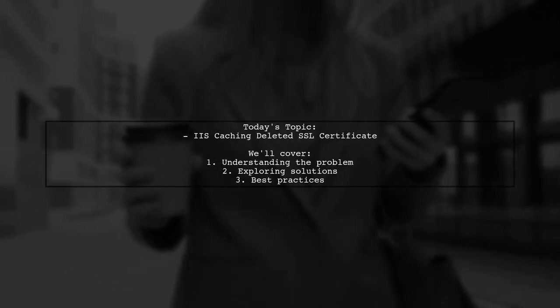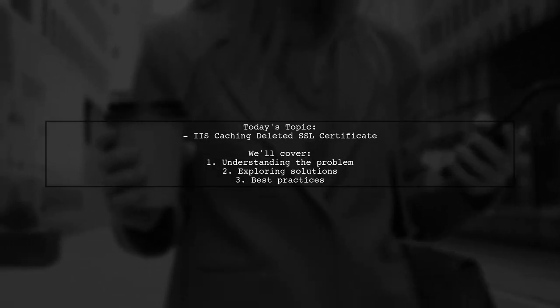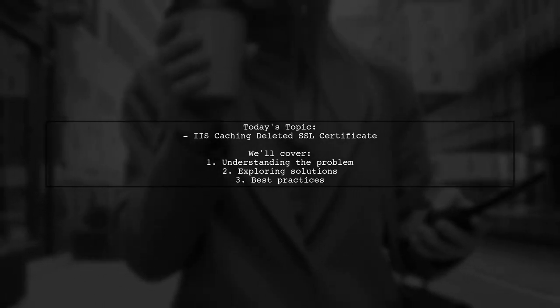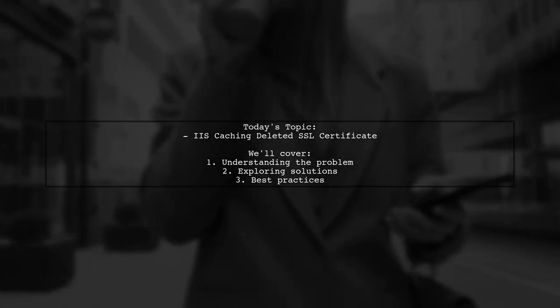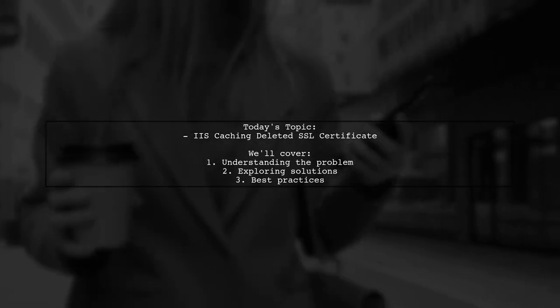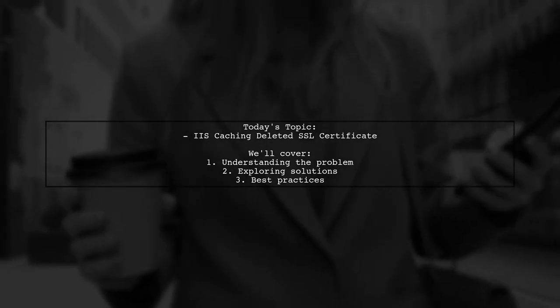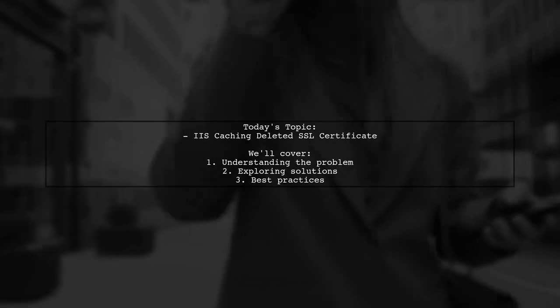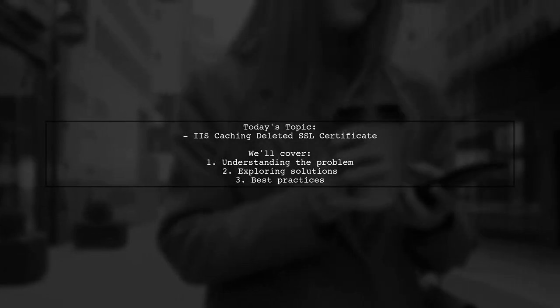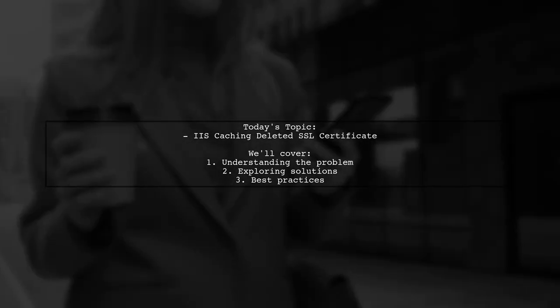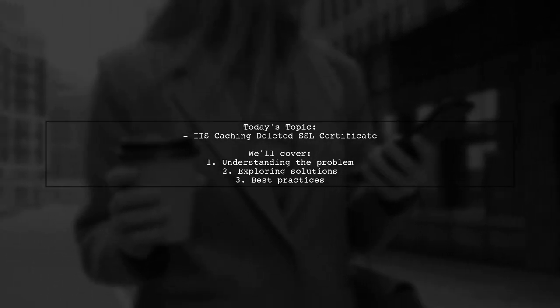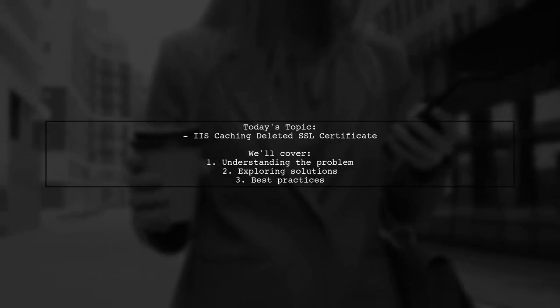Today, we're tackling a frustrating issue that many IIS users encounter. Our viewer is using IIS 10 on Windows 2016 and has run into a problem where, despite updating their SSL certificate, the old certificate keeps being used. They've tried several solutions, including restarting the website, app pools, and even IIS itself, as well as deleting the old certificate from both IIS and the Windows Store. Interestingly, they found that rebooting Windows resolves the issue every time. Let's dive deeper into this problem and explore some effective solutions.